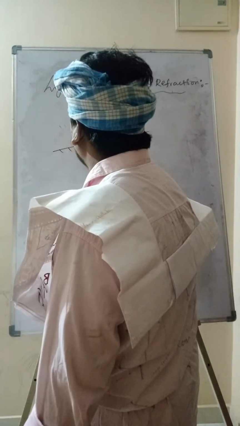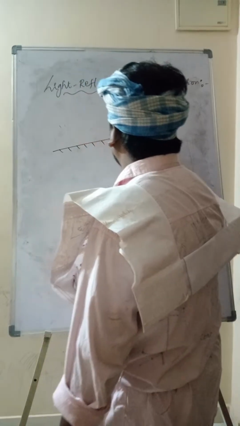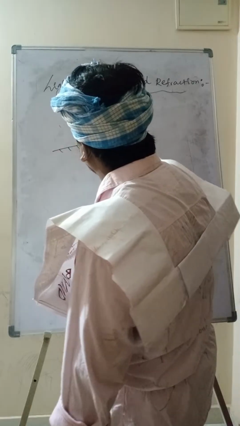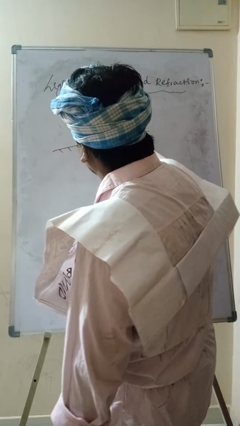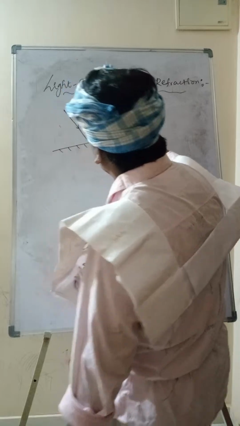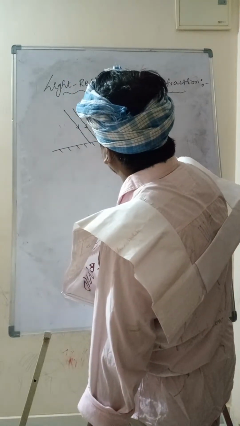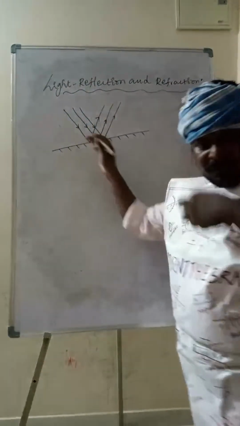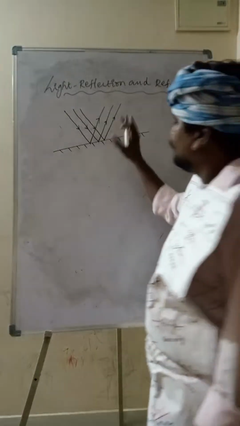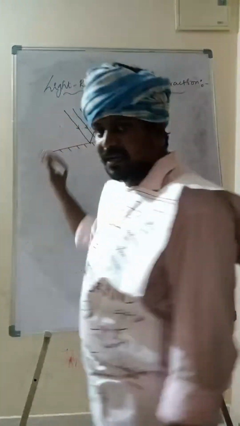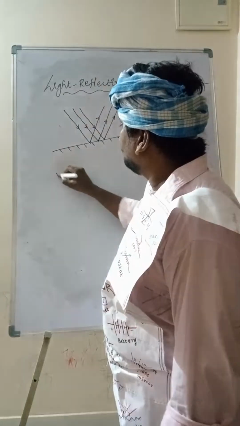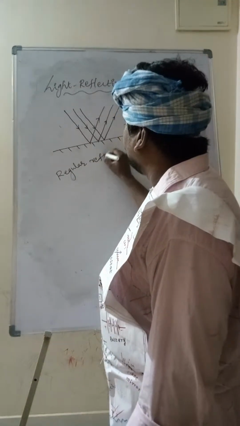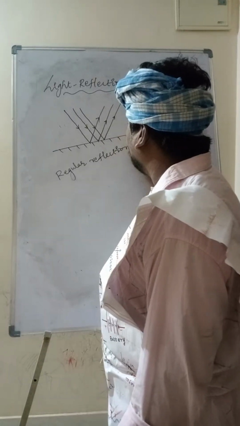So I am considering the plane mirror. If this is an incident ray, this also an incident ray, and this also an incident ray, then the reflected rays like this are reflected rays. The incident beam is parallel, and the reflected beam is also parallel. Then this type of reflection is called regular reflection.